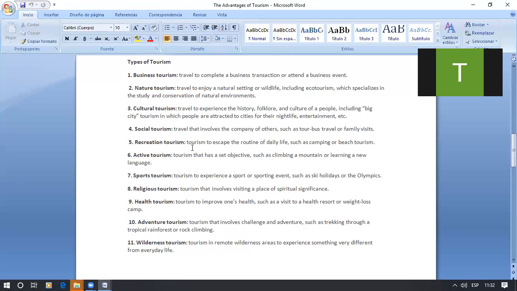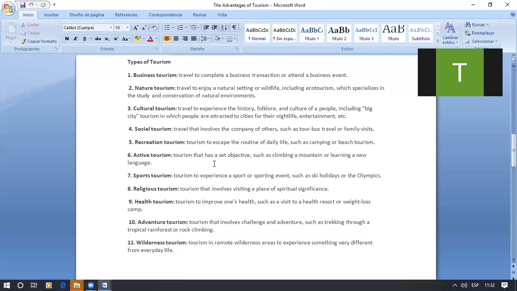Well, and then we have recreation tourism, which is tourism to escape the routine of daily life. For example, what is a typical recreation? It's when people go camping or go to a beach, right? Active tourism, well, this is tourism that has a set of objectives. For example, climbing a mountain, right? Or learning a new language, that's active tourism.